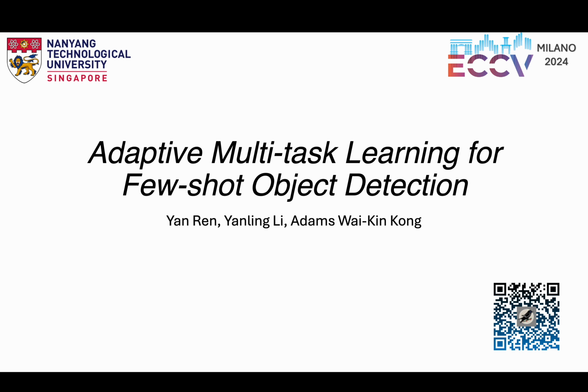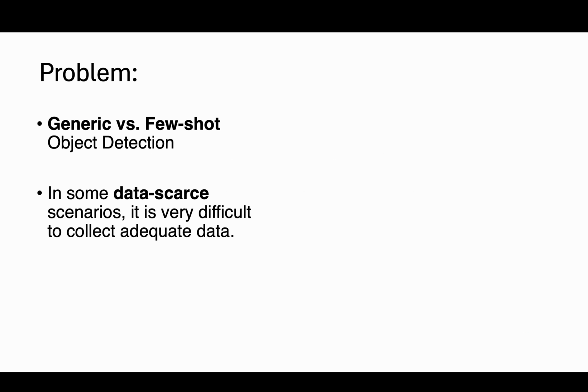We present our paper Adaptive Multitask Learning for Few-Shot Object Detection. Generic object detection requires great effort to prepare densely annotated data for learning. In some data-scarce scenarios, it is very difficult to collect adequate data.